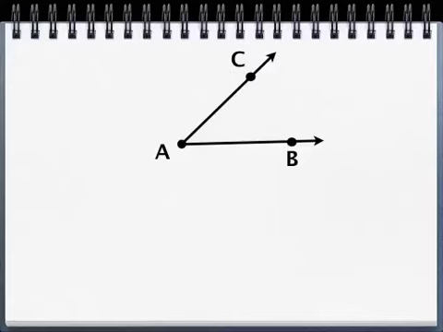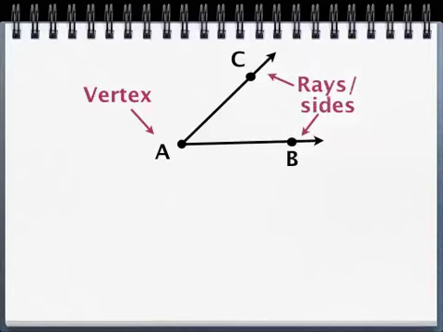So here I have ray AB, where A is the initial point and B is a point on the ray. I'm going to also add another ray, ray AC. A is the initial point of ray AC also. Notice I have two rays with the same initial point and they have created an angle. The initial point is called the vertex of the angle, and the two rays are called the sides of the angle.